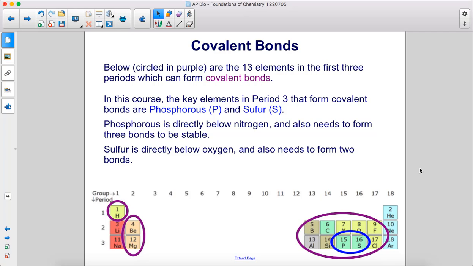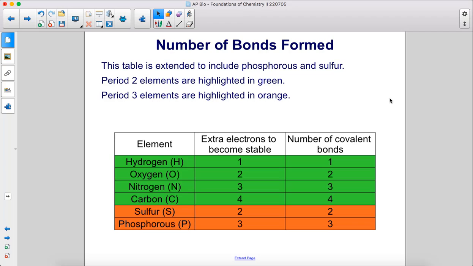In this course, the key elements in period 3 that form covalent bonds are phosphorus and sulfur. Phosphorus is directly below nitrogen and also needs to form 3 bonds to be stable. Sulfur is directly below oxygen and also needs to form 2 bonds. This table is extended to include phosphorus and sulfur. Period 2 elements are highlighted in green, period 3 elements are highlighted in orange.